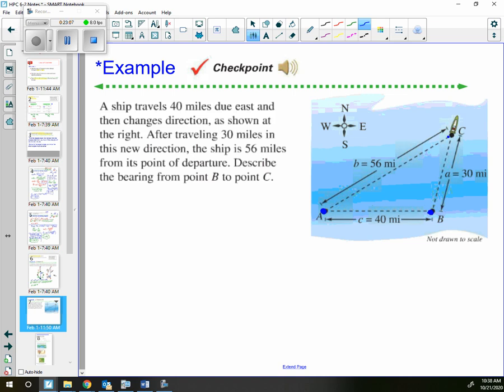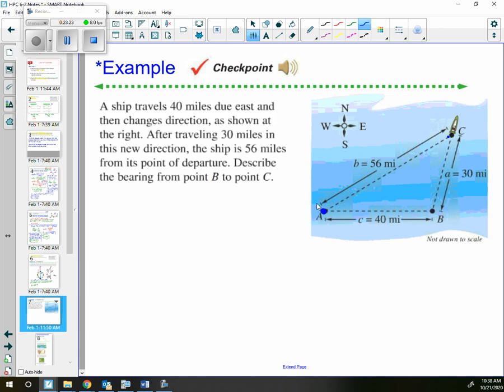So we know it's in the northeasterly direction, but we want to figure out how many degrees east of north it is, right? Because it's not going straight north, it's going a little bit to the east of that. So we know the heading had to be a little bit off from that. So that's what we're going to try to figure out.